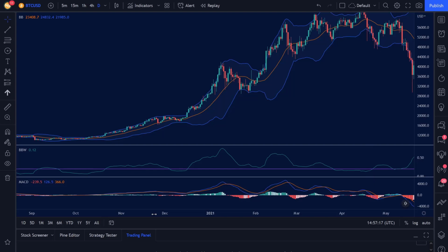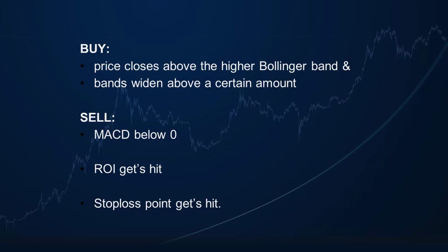So, in short, there are buy signals when the price closes above the higher Bollinger Band and the bands widen above a certain amount. And the bot sells when momentum disappears, which is indicated by the MACD signal line getting below the 0 line, or when the ROI reaches a predefined profit point, or when the stop loss gets hit. Now how does this look in the code?